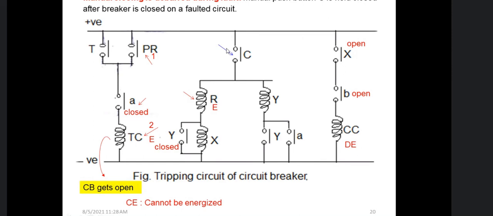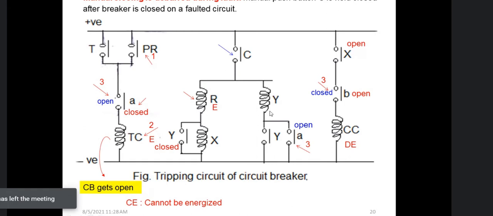But at the same time the manual switch button is also pressed, then what will happen? See, this is closed, then when the trip coil is energized, A will automatically open. Now when A is open, B is closed, but X is also open. If A is open, then this Y coil cannot be energized. Why? Because both of these contacts are open. It is not getting any energy. So if it is not getting energy, then Y cannot be closed.